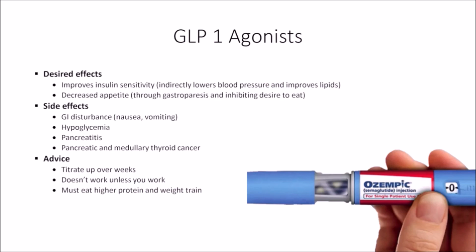So the most effective way to help keep your results is to change how you eat, higher protein, and start weight training. Help hold on to any muscle that you may lose as you're losing weight, because if you lose weight too quickly, you'll end up cutting into muscle as opposed to fat.